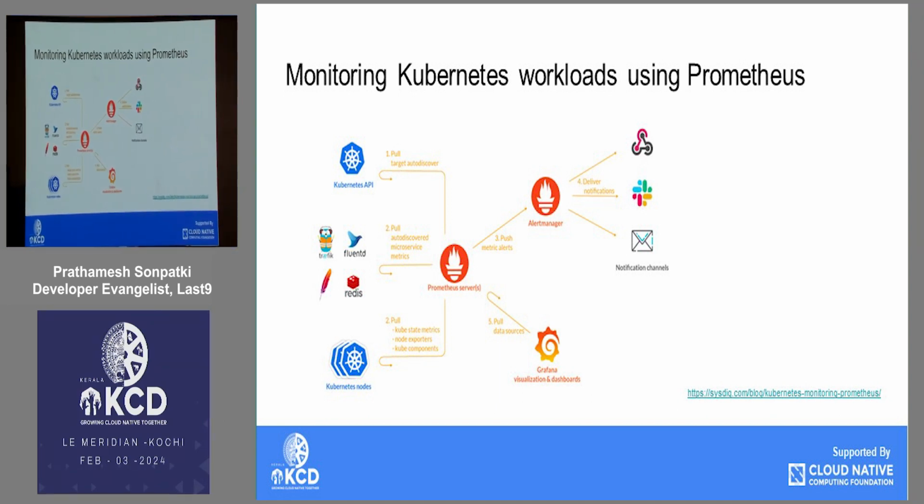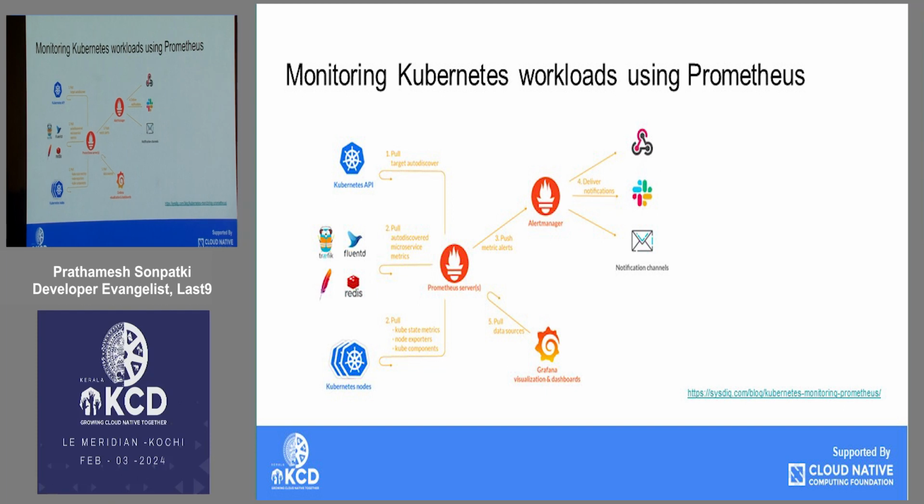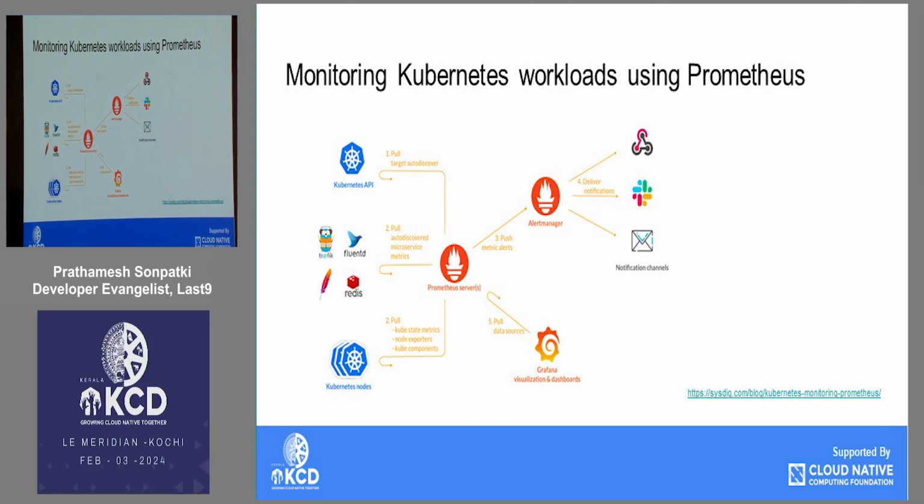The architecture looks somewhat like this. I don't know if it is visible at the back, but you don't have to worry about this. This basically means that Prometheus will auto-discover all the resources that are out there in your Kubernetes cluster, and it will start tracking those in its target list for getting the metrics.